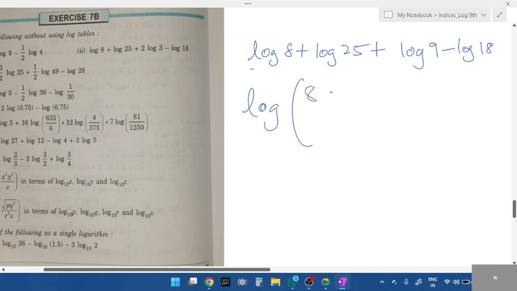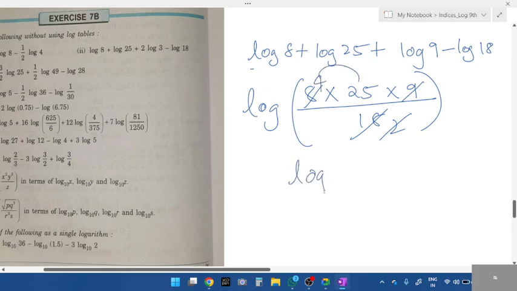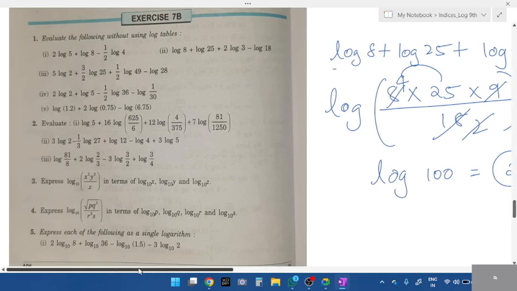8 for plus, what do you write? Then again multiply by 9 for minus. 9 ones are 9, 2s are 2, 4s are. What's the answer? Log 100 is 2. Let me see second question.